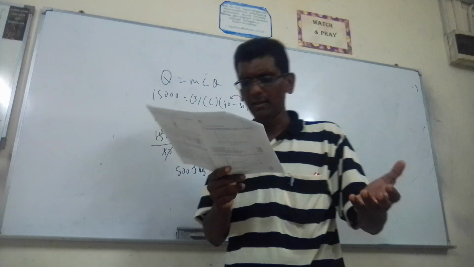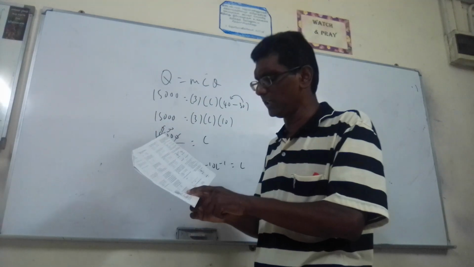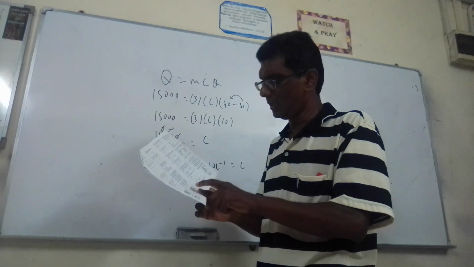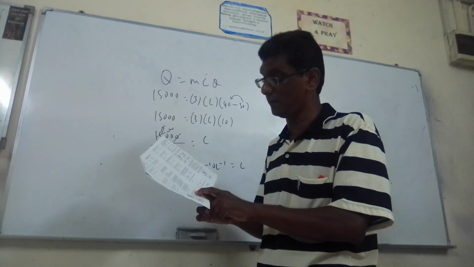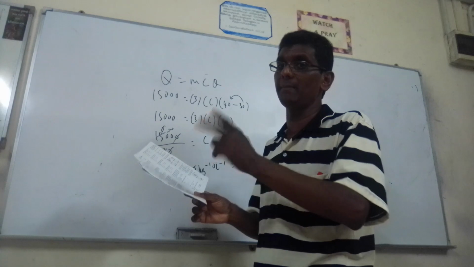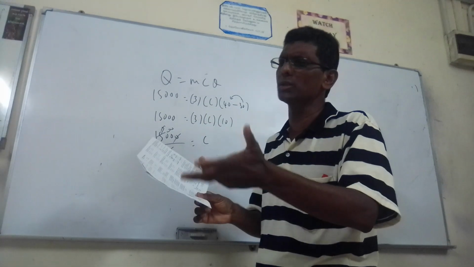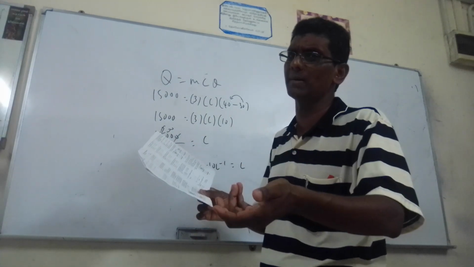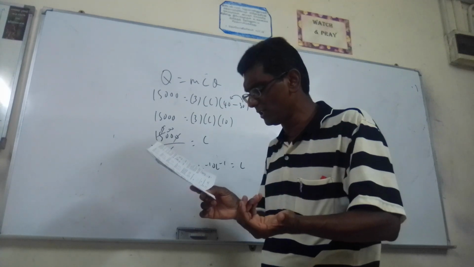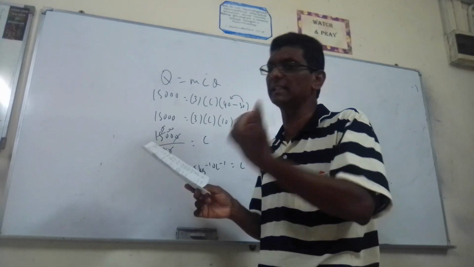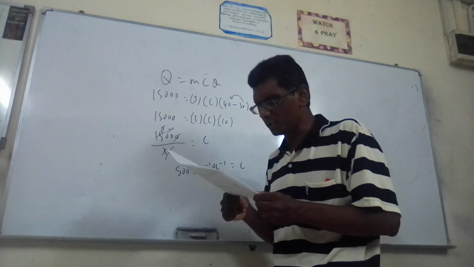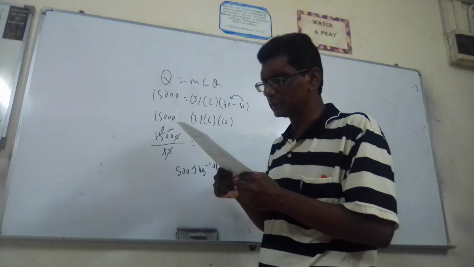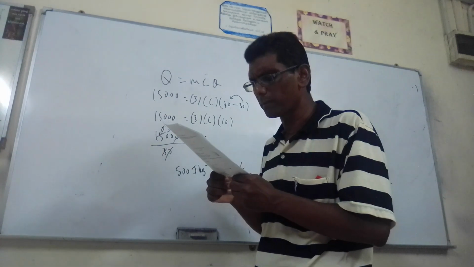So for question number 26, the specific heat capacity of lead is under 30, and the specific heat capacity of benzene is 1750. Comparing lead and benzene, lead has lower specific heat capacity. Lower heat capacity means the temperature rise in lead is larger than benzene. Okay. Let us do question number 25 now.